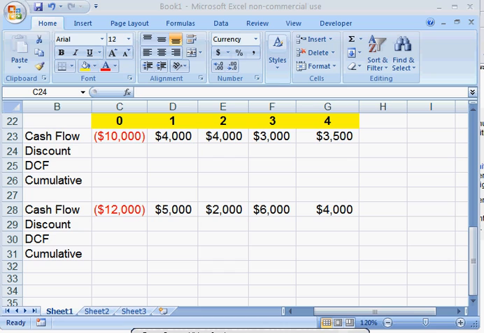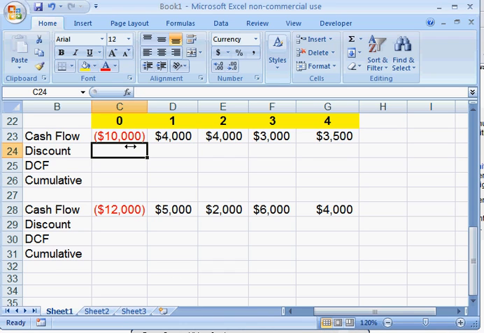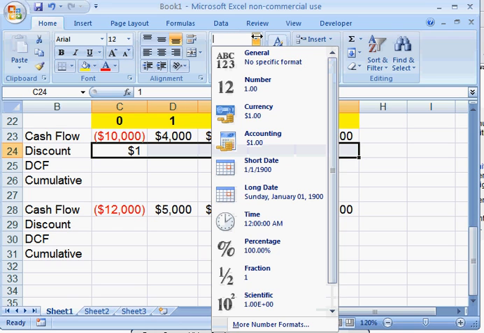So in year 0, the discount factor is always just 1 because it's not going to change the value of the money. If it's happening today, the money is worth exactly what it's worth. So it is worth $10,000 for the first one and $12,000 for the second one. And let me go ahead and take currency off of all of these and make them a number.